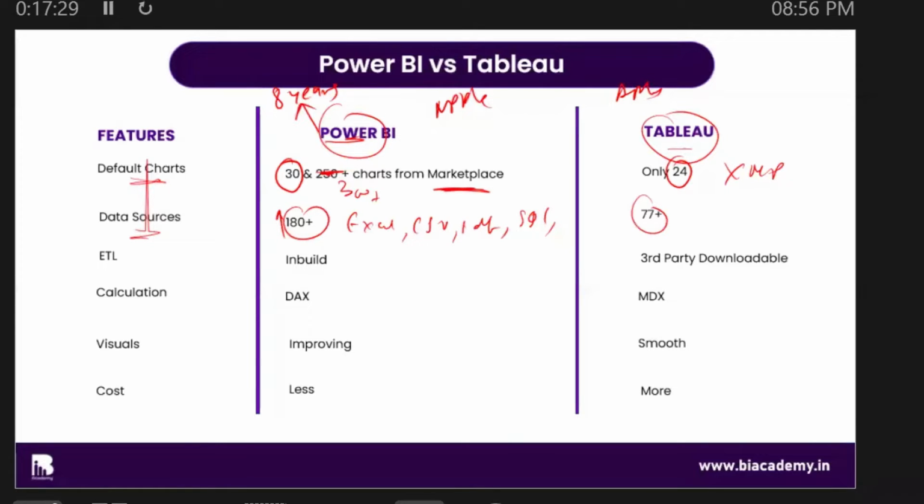But in Tableau, we have a limitation of 77 plus data sources, where you can connect with Excel. I don't think they have an option of connecting CSV. They don't have any other option to connect a PDF as well. They have some Excel, SQL, and Azure, these files only. But here in Power BI, we have a lot of different data sources available.